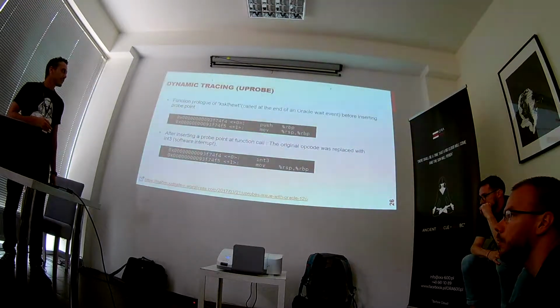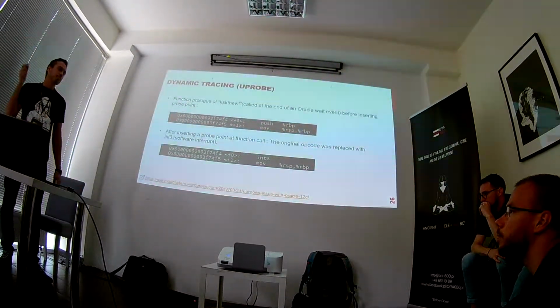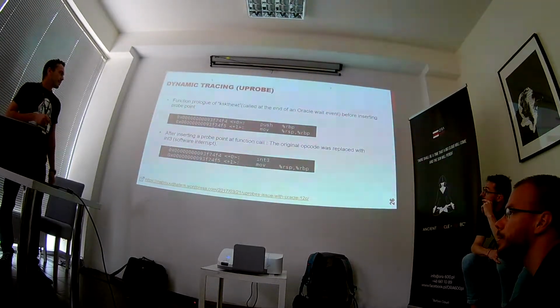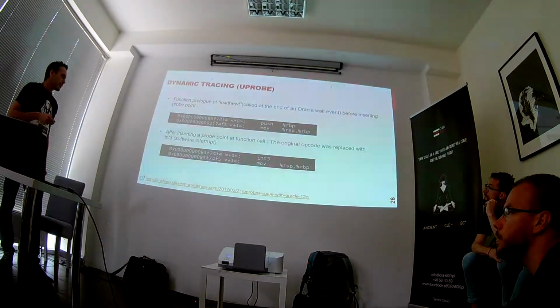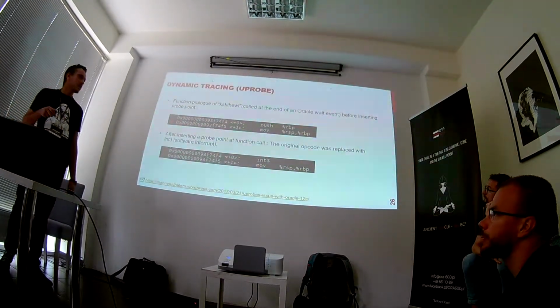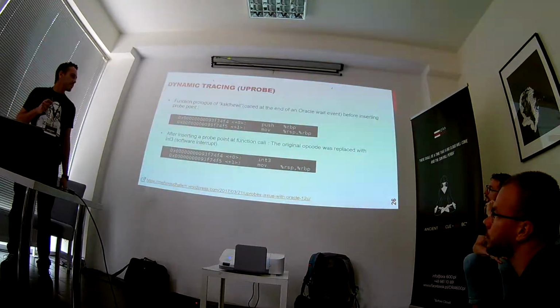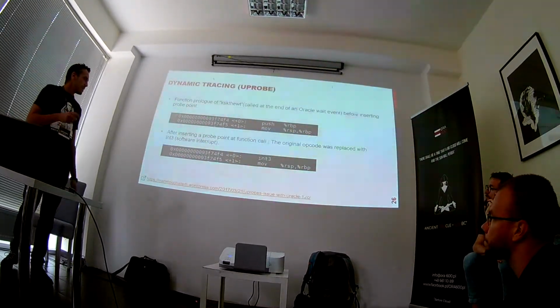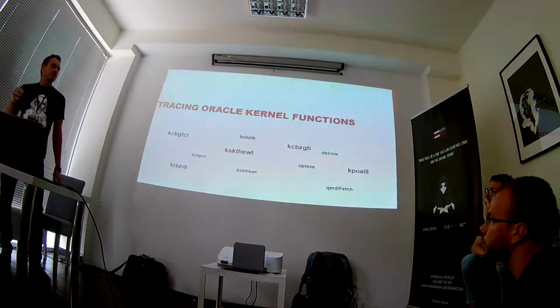For example, in the case of a probe, the target instruction that we're going to instrument, or put the probe on, is going to be replaced with a software interrupt. So whenever we execute this instruction, our custom function is going to be called. So basically, there is no overhead until we enable this trace point. Based on that, we can trace or investigate the Oracle kernel, which can be useful.